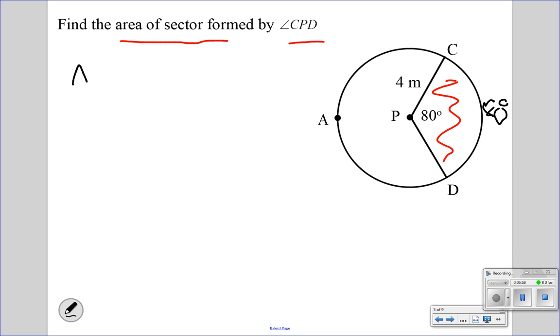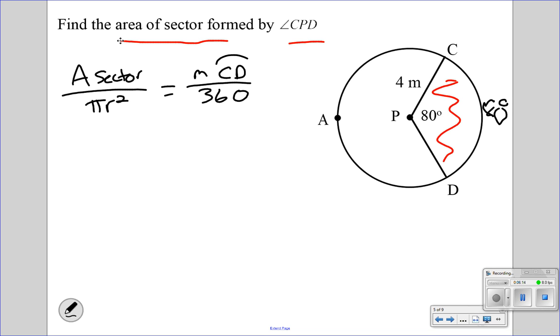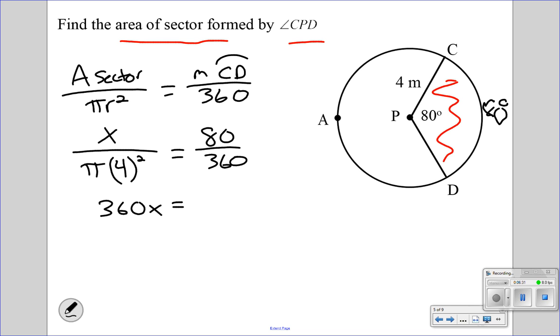So we know the area of the sector over pi r squared equals the measure of our arc CD over 360. So let's plug in. We don't know the area of our sector, so we're going to call that x over pi. R is our radius, and our radius is 4. So 4 squared equals the measure of our arc, which we know is 80 over 360. We're going to cross multiply, so we get 360x equals, and we can do 4 squared is 16, times 80 is 1,280. We're just going to leave the pi for now.